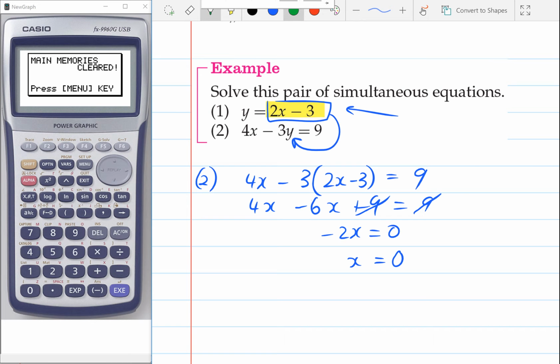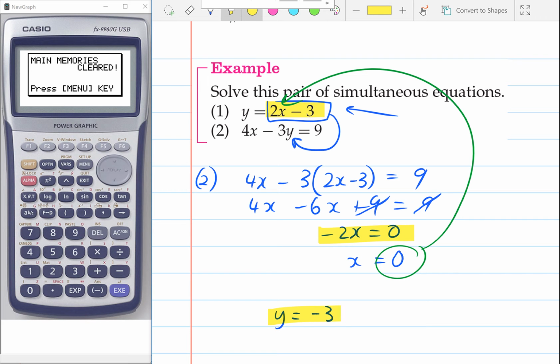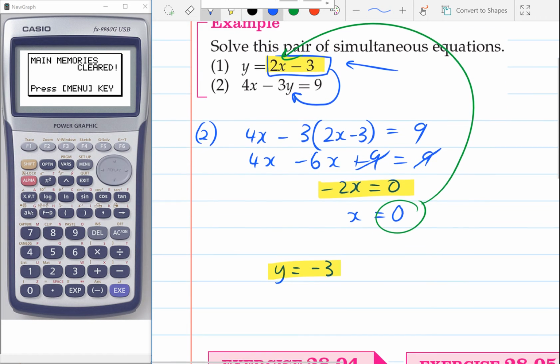Once we've got that, we take that answer, put it back into our original equation instead of x, and so we get y equals 2 times 0, which is 0, minus 3, which is negative 3, and that's our other possible answer. So when we get to this stage, it's important that we check that our answer is correct. So we'll put it into the bottom equation. So we'd get 0 minus 3 times negative 3, which is positive 9, so it works for that other equation as well. We know we're right.